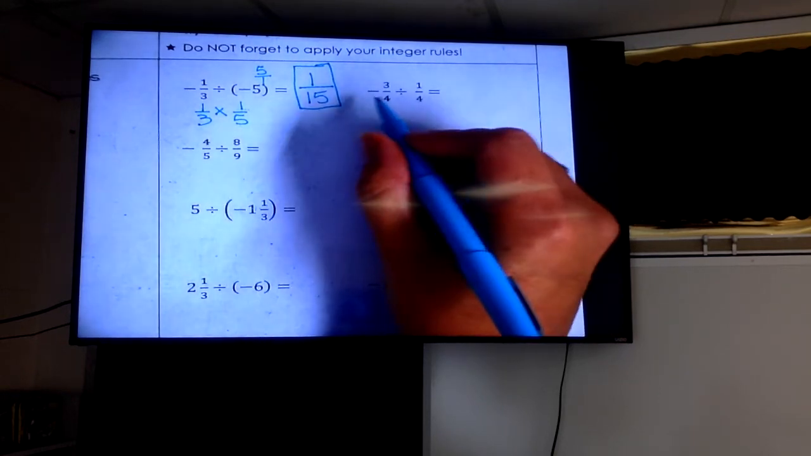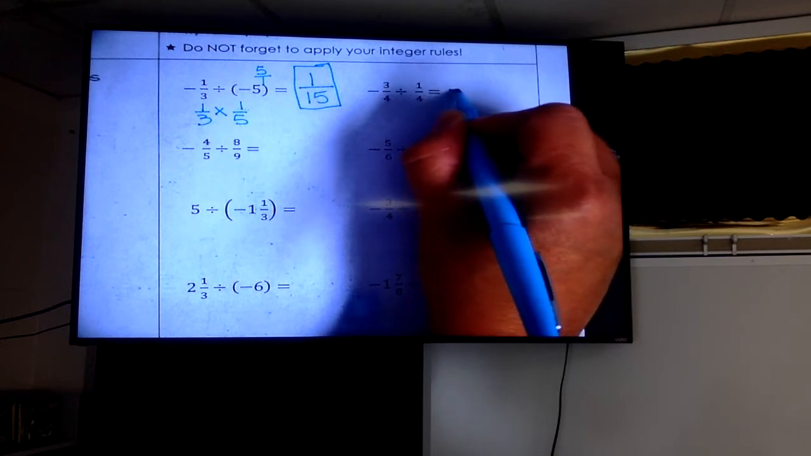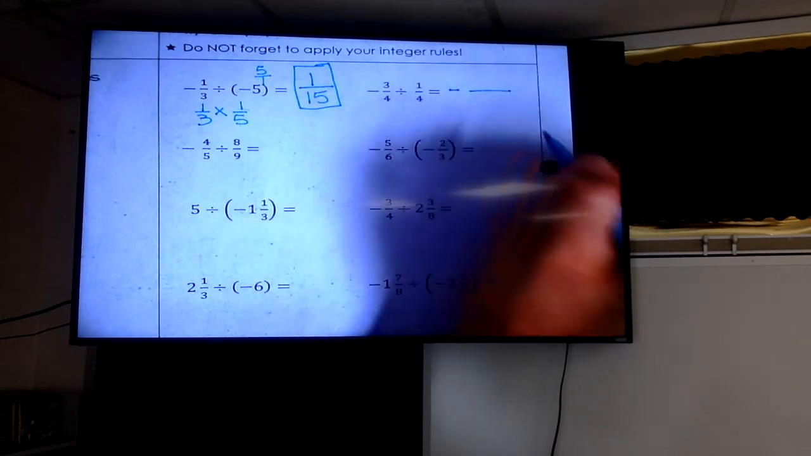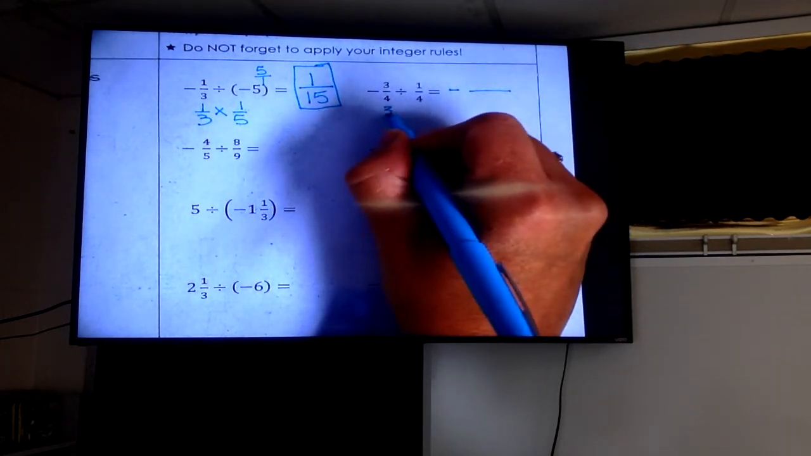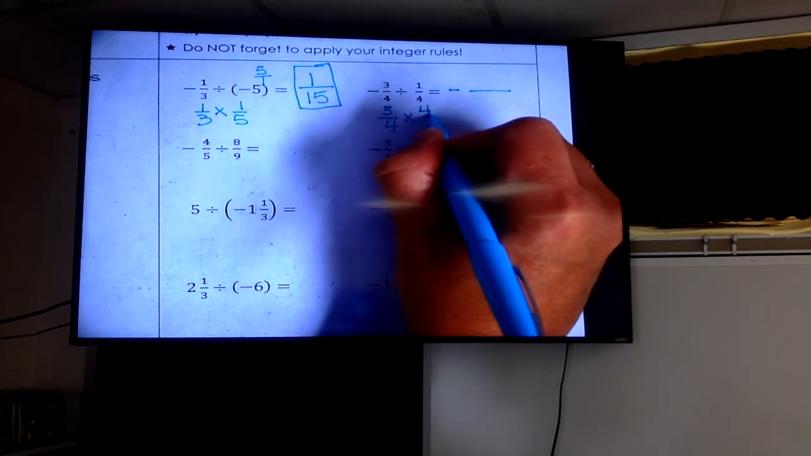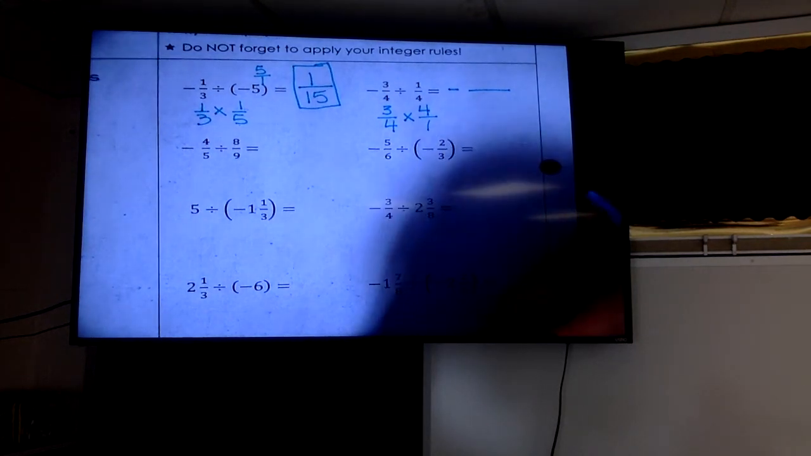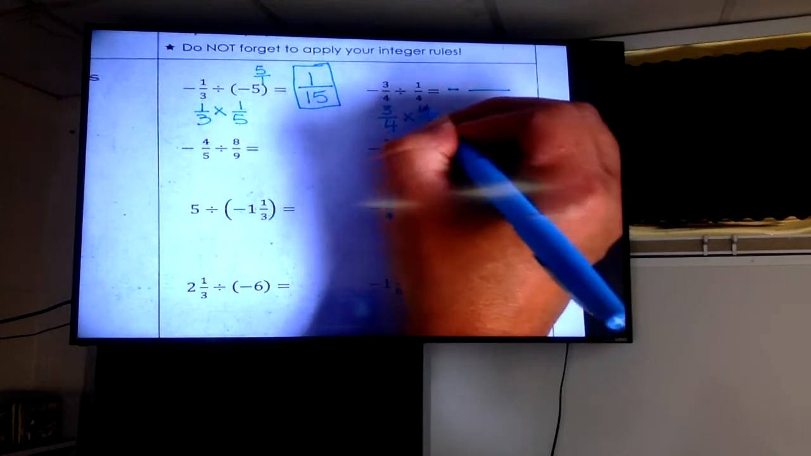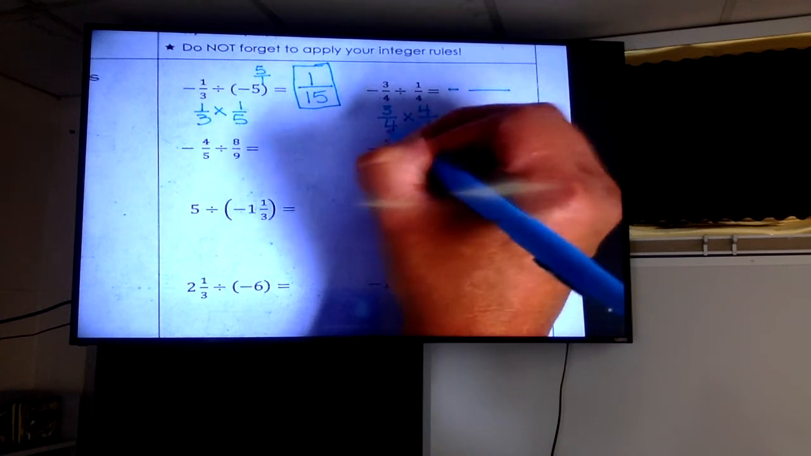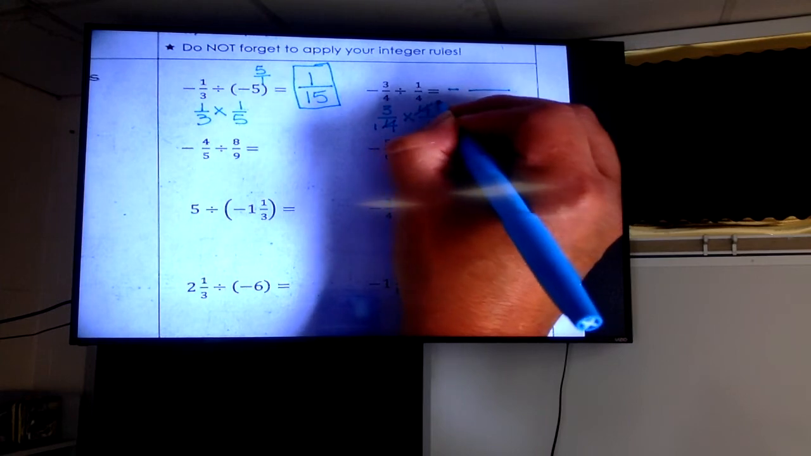Okay, let's try it again. Negative 3/4 divided by 1/4. My signs are different, which means it's going to be a negative answer. Okay, then I'm going to keep, change, and flip. I check to see if there's anything I can simplify. I see these 4s. When they're exactly the same and there's a numerator and a denominator, you can just cross them out and make them 1s.